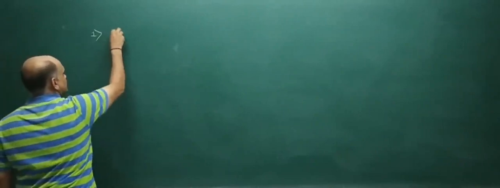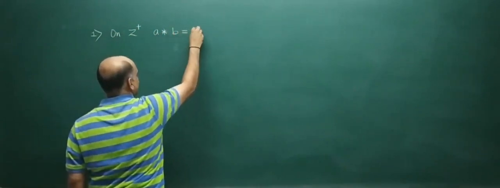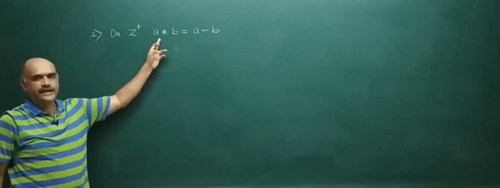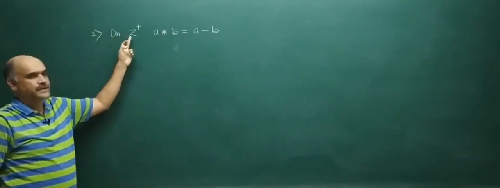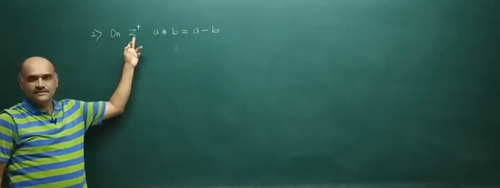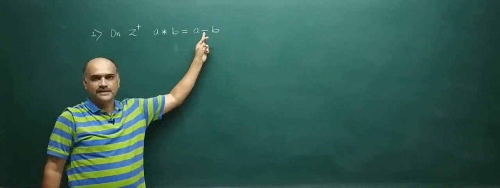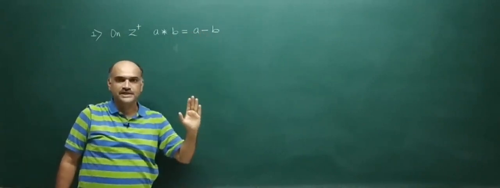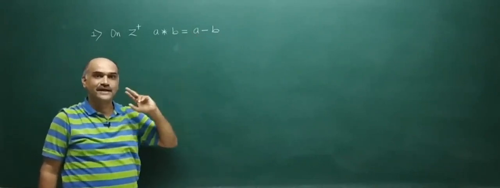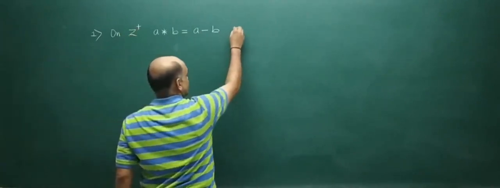On Z plus, A star B is equal to A minus B. Z plus means positive integers. So, on positive integers, a binary operation he has given as a minus. Just now I had told, in natural numbers, if you take any two numbers such that A is less than B, if you subtract, you will get negative. Negative does not belong to Z plus. So, it is not a binary operation.